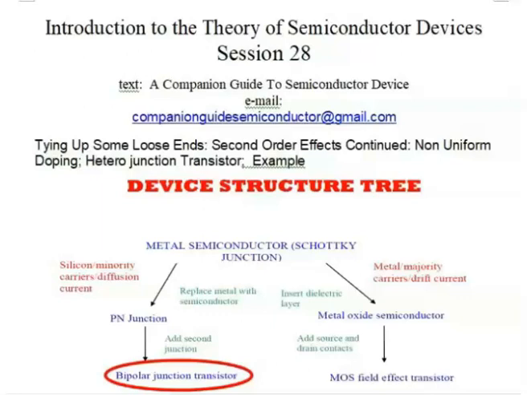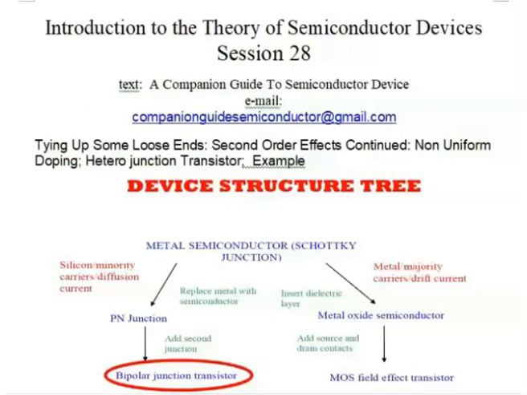In this session, which I believe will be the last session, we'll be talking about the bipolar junction transistor. And next time we're going to flip over to the right side of the device structure tree. We'll be tying up some loose ends. We'll be spending a fair amount of time on that. And then we'll be continuing with the second order effects.